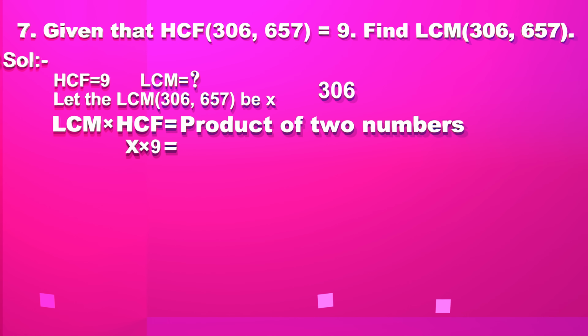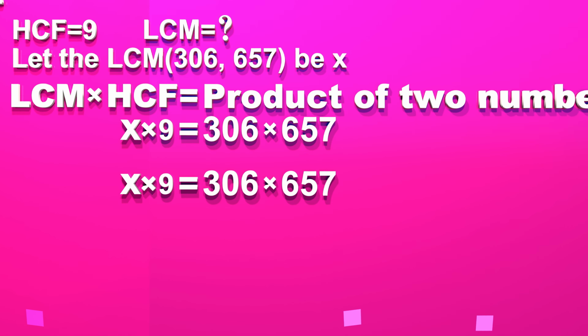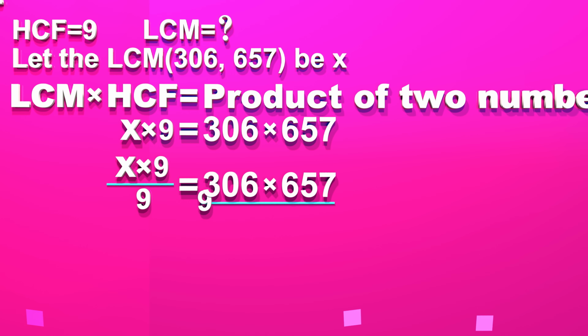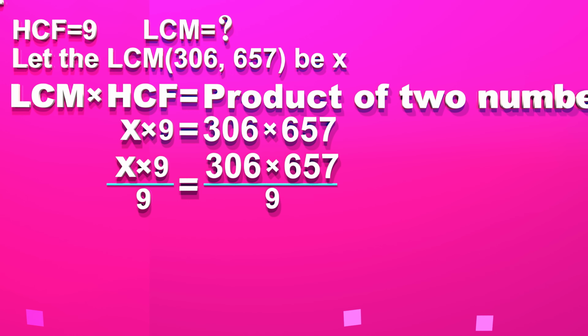Now 306 is first number and 657 is second number. So we will multiply them. We have to find out the value of x now. So we will divide both sides of the given equation by 9, and hence our equation is balanced.